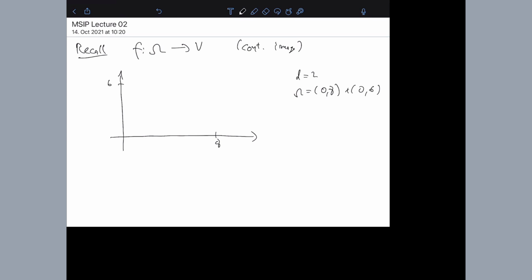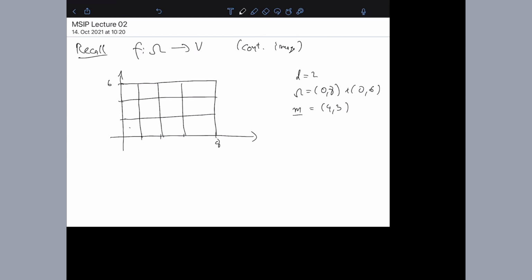And to get a discrete representation, we still need to say how many pixels we want in each coordinate axis. In this example, I took 4 in the horizontal and 3 in the vertical axis. So that means here we have our omega. We have 4 and 3 cells in vertical and horizontal axis. And we get a picture like this.